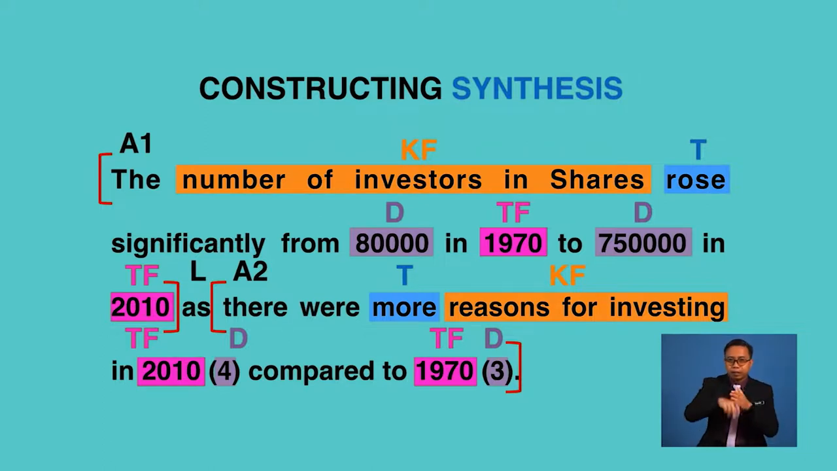After the phrase "in 2010", it is followed by the word "as". The word "as" is a linker to link Figure 1 to Table 1. Let's read on. As there were more reasons for investing in 2010 in bracket 4, "more" is a trend word to show comparison in terms of number of reasons, and 4 is the number of reasons for 2010. This is also the data, whereas 3 is the number of reasons for the year 1970. Therefore, there is an increase in the number of reasons from 3 to 4 in 1970 and 2010 respectively.